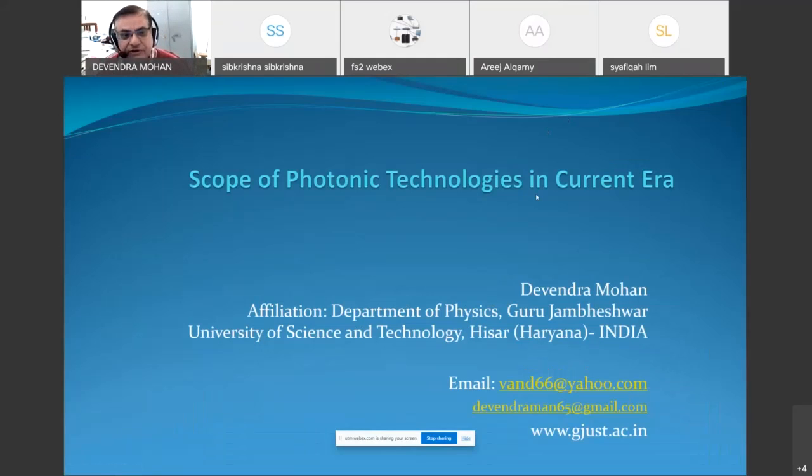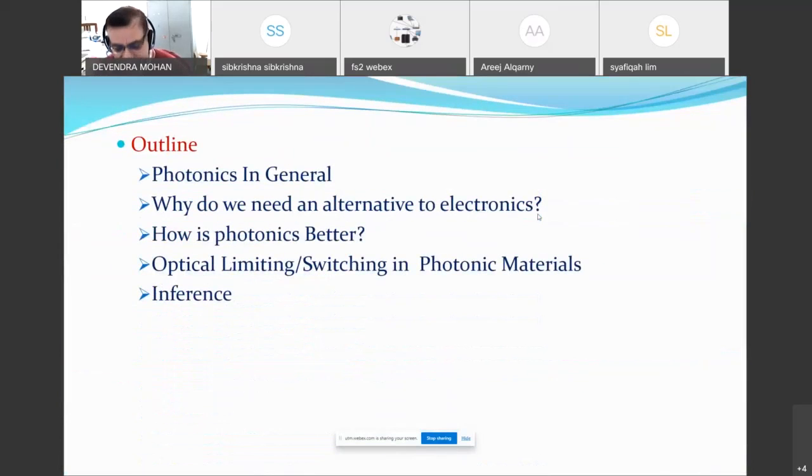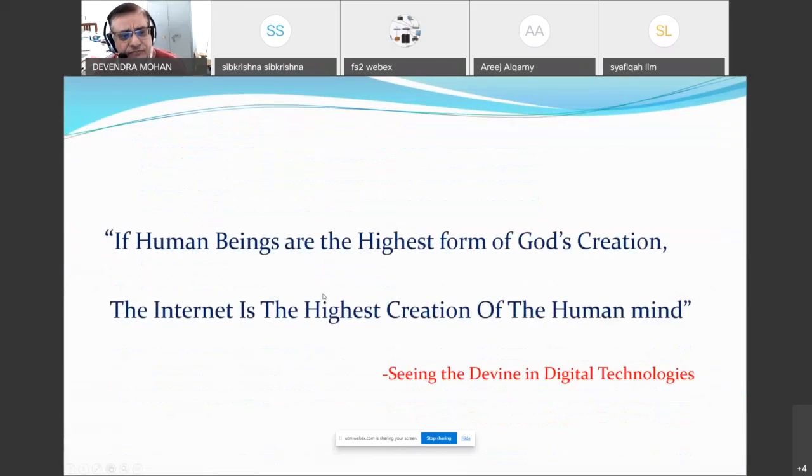There was a theme of scope of photonic technologies in the current era, and you wanted innovation. So I have tried to give some idea of the photonics going on in this technological era. My outline of talk will be photonics in general, and why do we need an alternative to electronics, and how is photonics better? And then I'll switch to one application, optical damping and switching in photonic materials, and then I'll conclude.